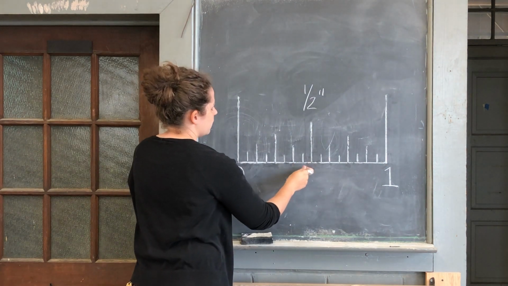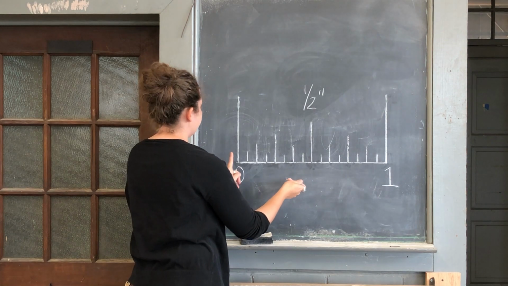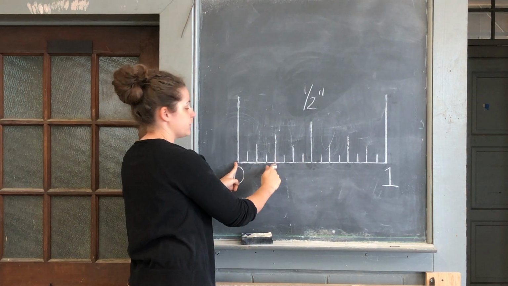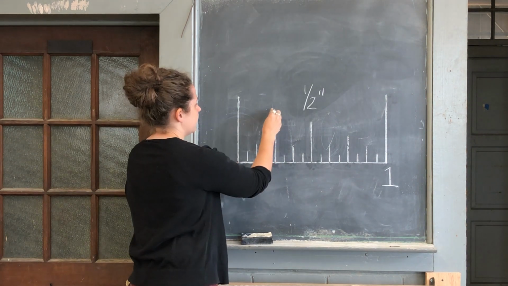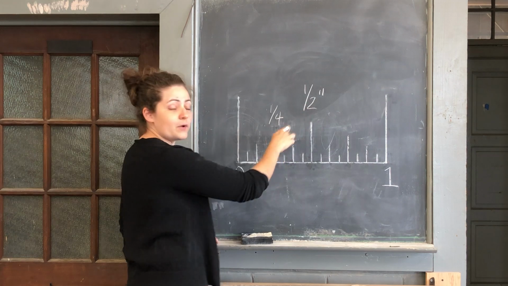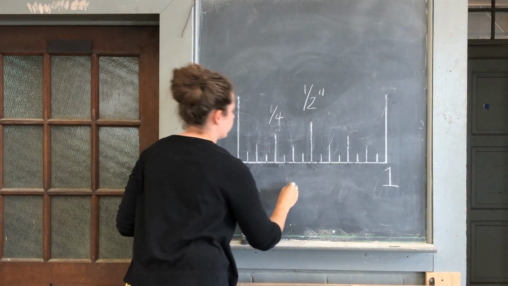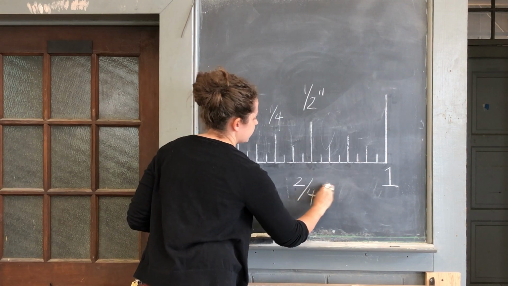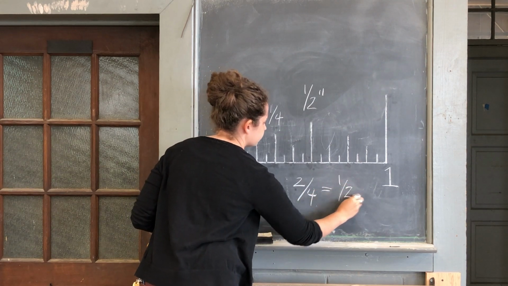If we divide this up again, starting from 0 to 1/2, we'll go to this other central tick mark here, and that's representative of 1/4. So 1/2 of 1/2 is equal to 1/4, or 2/4. All right? So 2/4 is equal to 1/2.